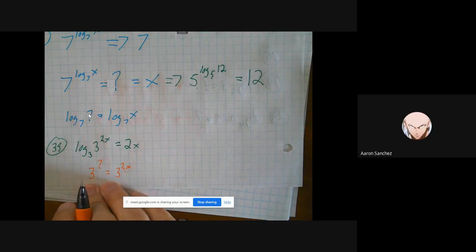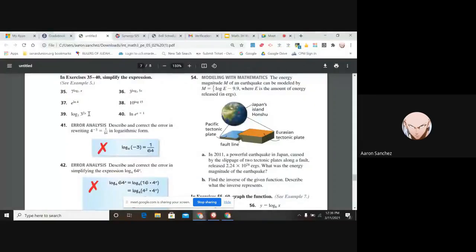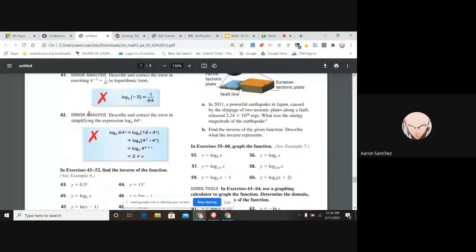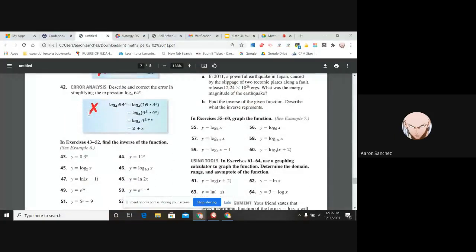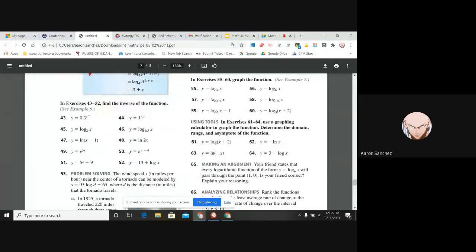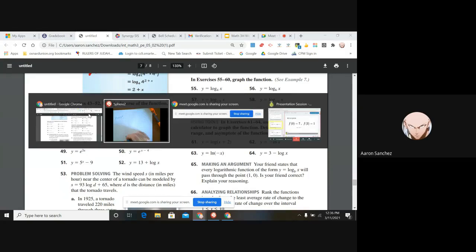43 is next. 43. Okay, so this is where we're talking about the inverses. Remember we talked about the inverse? So here's an example, like when I showed you that number 3 that was the inverse. This is what we were doing. It says solve for the inverse. y equals 0.3 to the x.